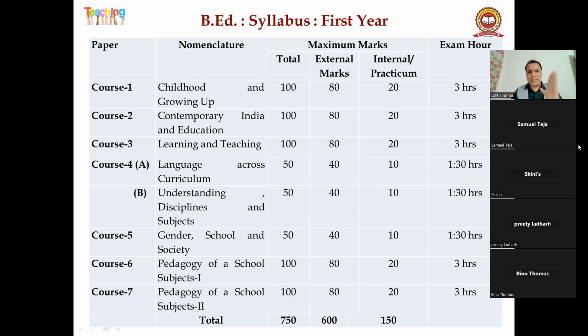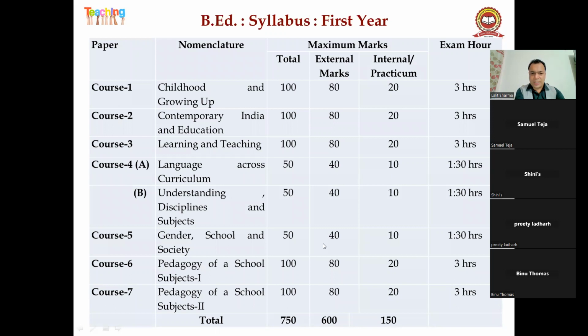So the first paper is childhood and growing up, right? This is basically a psychology paper. Under this paper I will share the syllabus and notes in my Telegram channel, so you can get the notes over there, right? Second paper is the contemporary India and education paper. It is again a 100 marks paper, 80 marks of theory and 20 marks of practical.